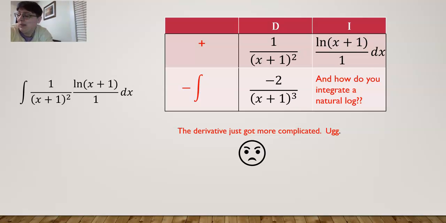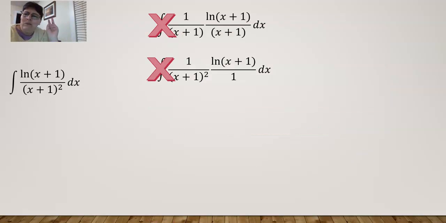But I mean, I looked at it. I was looking at what is the derivative of a natural log, and that's what kind of clued me in that maybe this wasn't the right method. It just got more complicated. I'm trying to make it easy. So 2 ways that don't work.